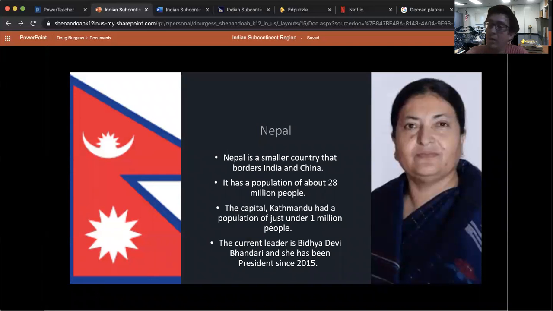We get to Nepal next, and we have our first woman leader that we have looked at so far this year. Nepal is a smaller country that borders India and China. It's kind of right in the middle of India and China. It has a population of around 28 million people. The capital, Kathmandu, has a population of just under 1 million people, and the current leader is this woman here, Bidhya Devi Bhandari, and she has been the president since 2015.